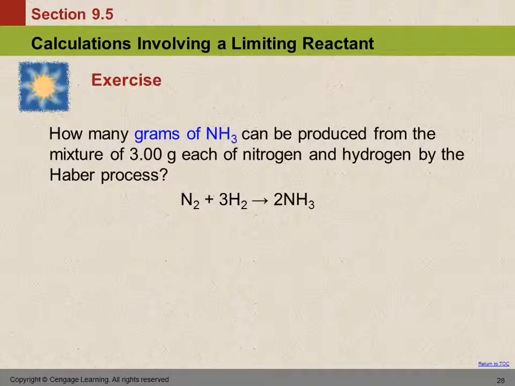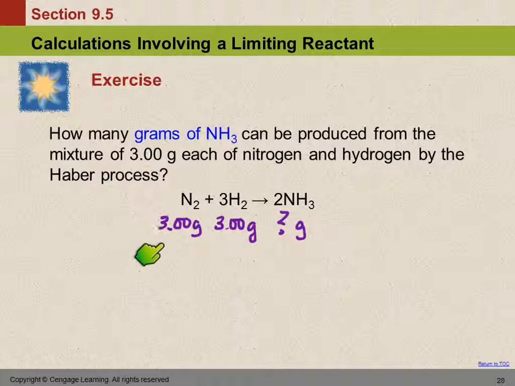Well, let's do another one. How many grams of ammonia can be produced from the mixture of 3 grams each of nitrogen and hydrogen by the Haber process? What's the Haber process? This is the Haber process. Extra information thrown at you. How many grams of ammonia? That's the question. Question mark, grams. A mixture of 3 grams each. So we've got 3 grams of nitrogen and we've got 3 grams of hydrogen. And the question is, how much ammonia can we make?